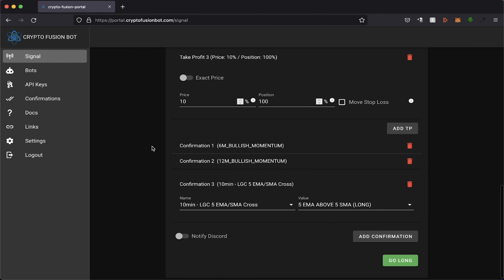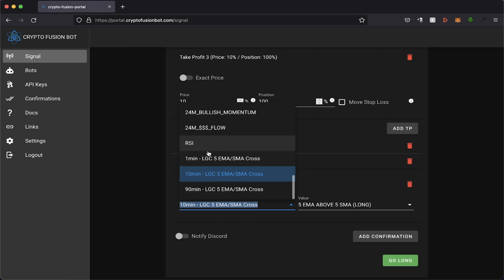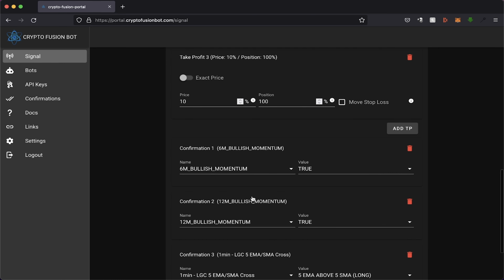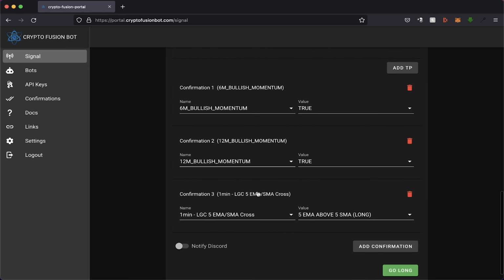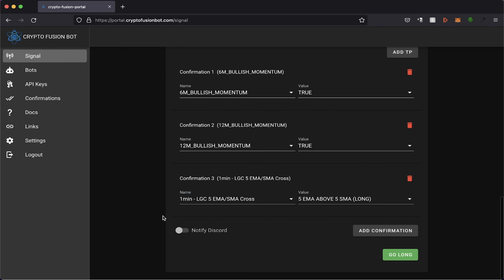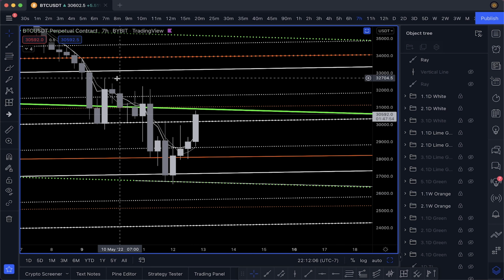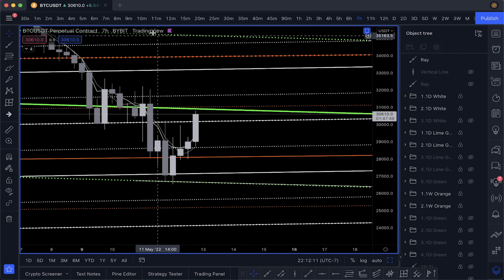Okay. So for your confirmations, guys, your first confirmation is going to be a 6-minute bullish momentum, okay, on Market Cipher. Second confirmation, 12-minute bullish momentum. And your third confirmation is going to be this 1-minute 5 EMA SMA cross. So let's go over what that means real quick. This is your 5 EMA. This is your 5 SMA, okay?